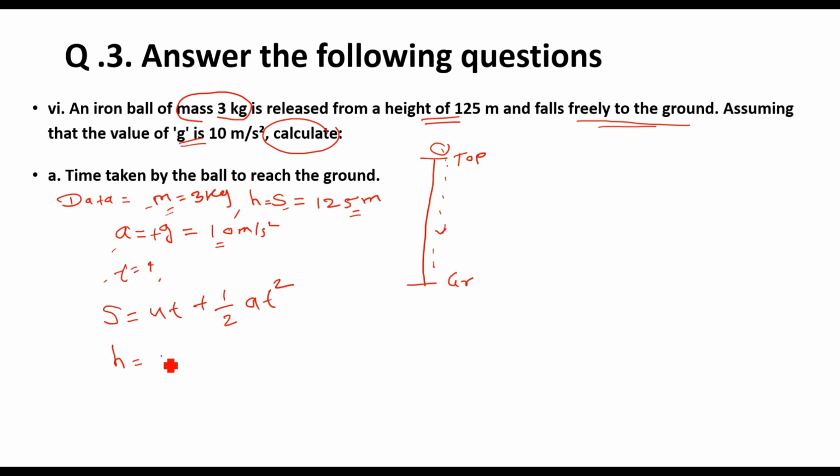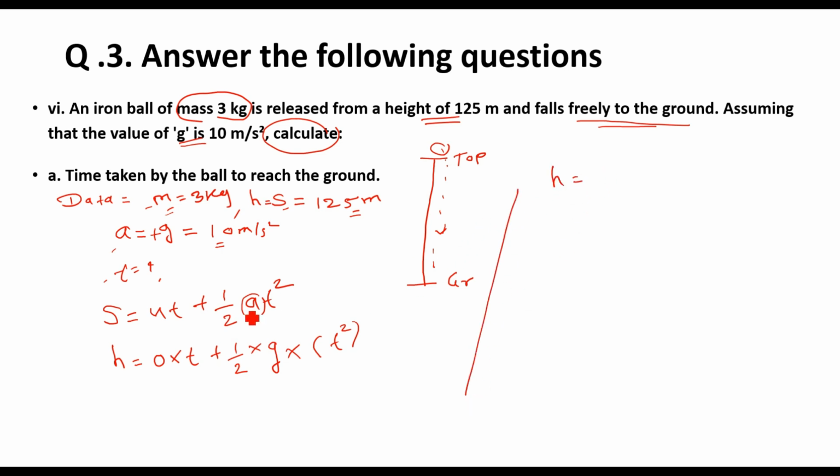U is the initial velocity, which is 0. Time taken is to be calculated, so this will be t, and 1 by 2. Now this a is under the gravitational force, so a will become g, and t is to be calculated, so t square will be as a t square. Now put the values here.